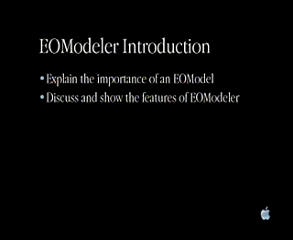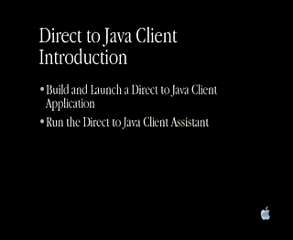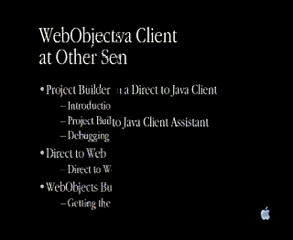EO Modeler, we'll talk about EO Modeler and what it does. First, we have to explain what an EO model is. So you kind of need to understand what it's working on, and then we'll actually go into a demonstration on EO Modeler. And lastly, Direct to Java Client. There are other sessions on this as well, so what we're going to do is simply launch an application, show you where the Direct to Java Client Assistant is, and just do some browsing of some information that we'll use earlier on in the presentation. Okay?